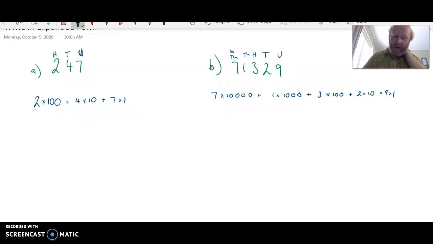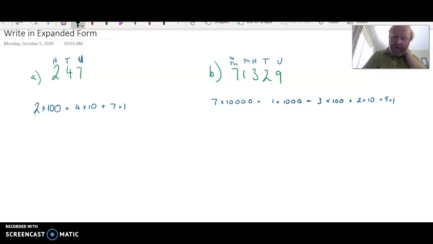Now in each case here, just remember that times really does mean lots of. Going all the way back to the first time we thought about times and what it actually meant, it's lots of. How many lots of this are we dealing with?